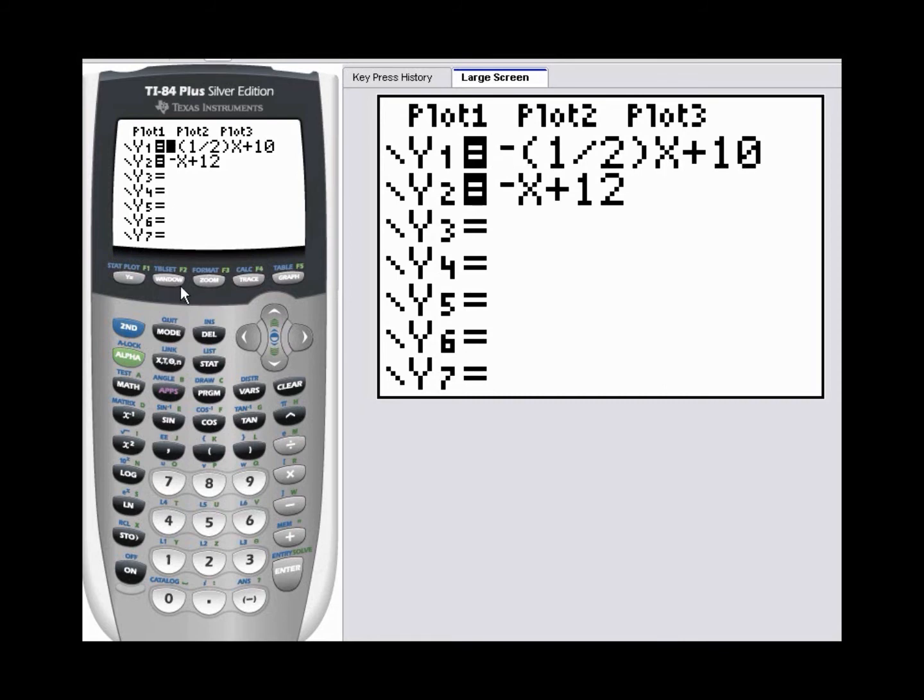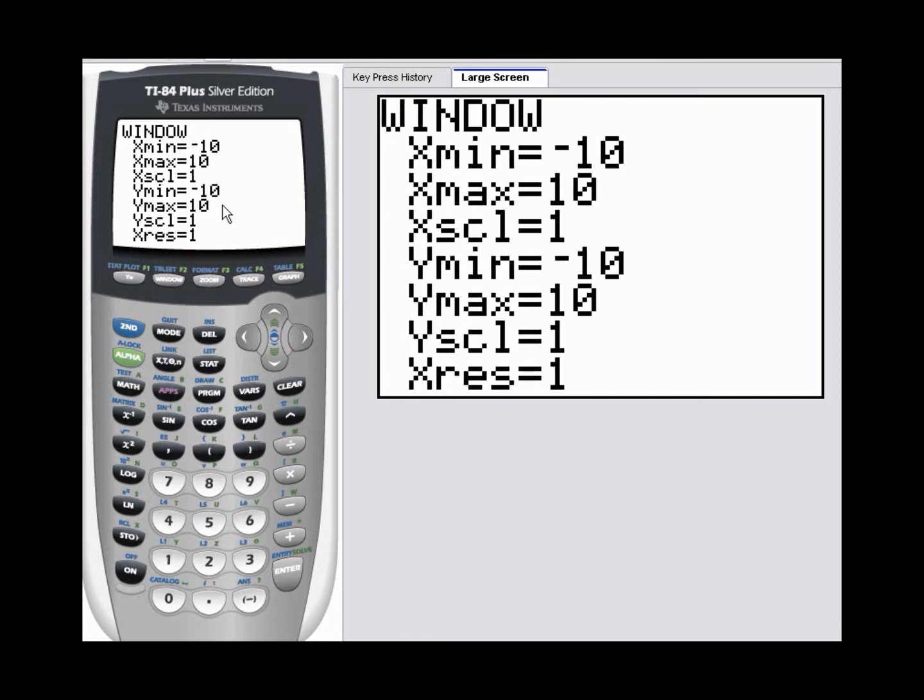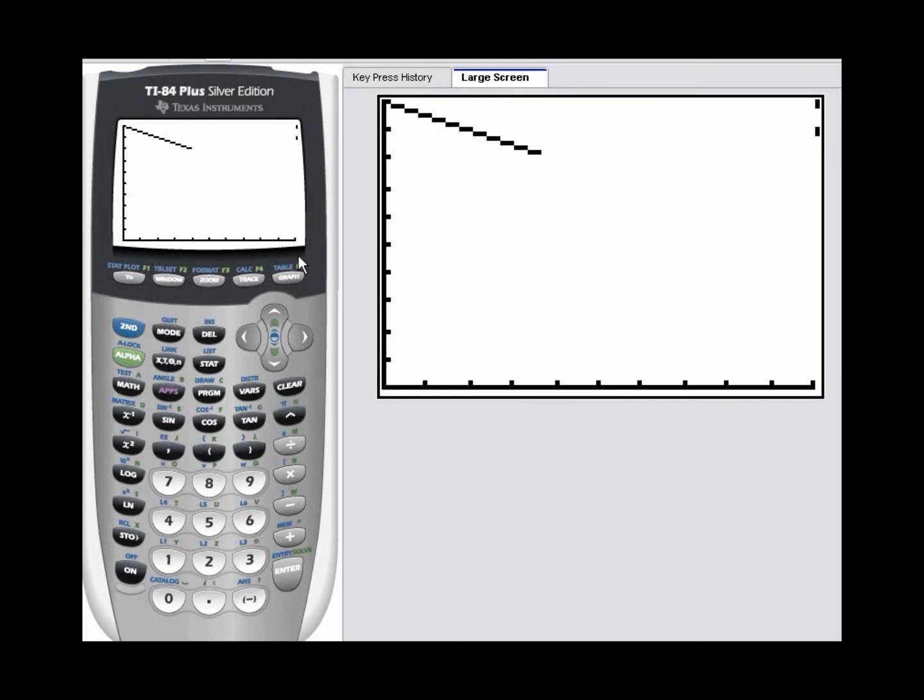We want to adjust our window to make sure, so our x-min was 0, I believe. X-max, I think 10 will be good. Scale 1, that's fine. Y-min can be 0, remember, because x and y are greater than or equal to 0. Y-max 10, I believe that will be fine. So you really want to make sure on these problems that you're adjusting your window so that you see the intersection, see everything that's happening. So I should be able to go to graph now, and hopefully we will see the intersection happening here.